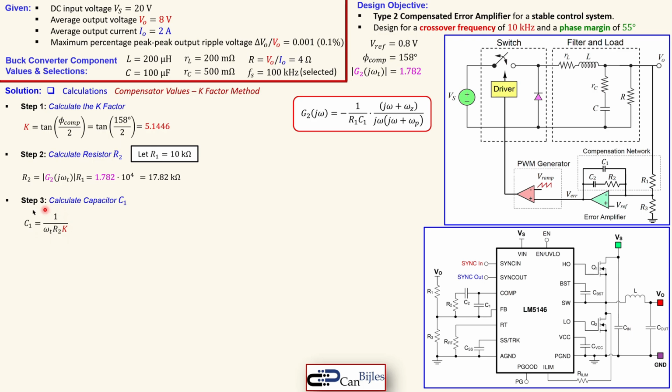That can be done using the formula here. We have the K, we have the R2 already, and we also know what the omega T is, which is our crossover frequency, of course, in radians per second. So 2 pi times 10 to the power 4, etc. So we have now here 173.7 picofarads.